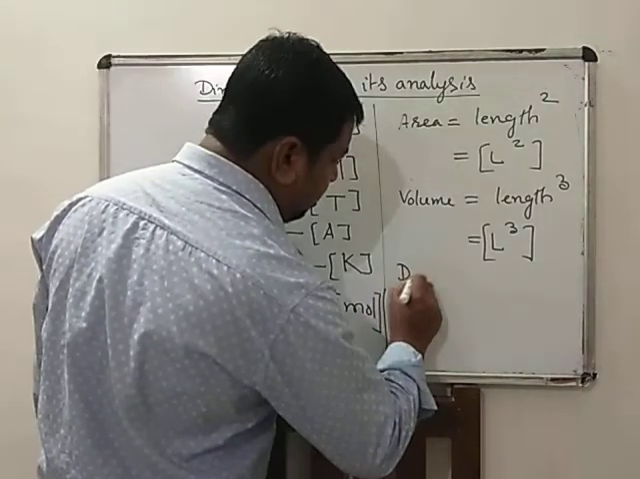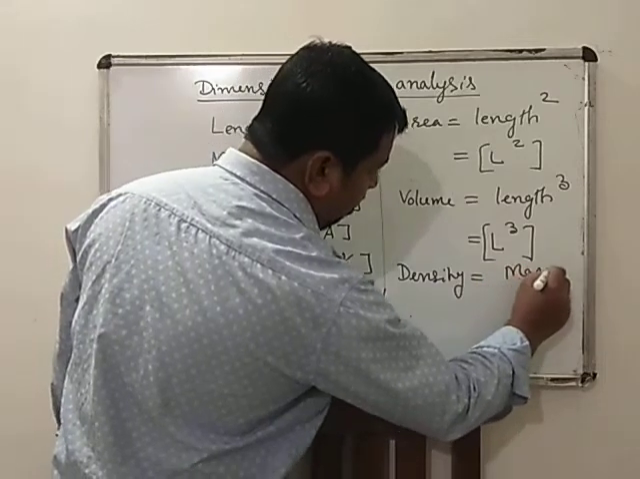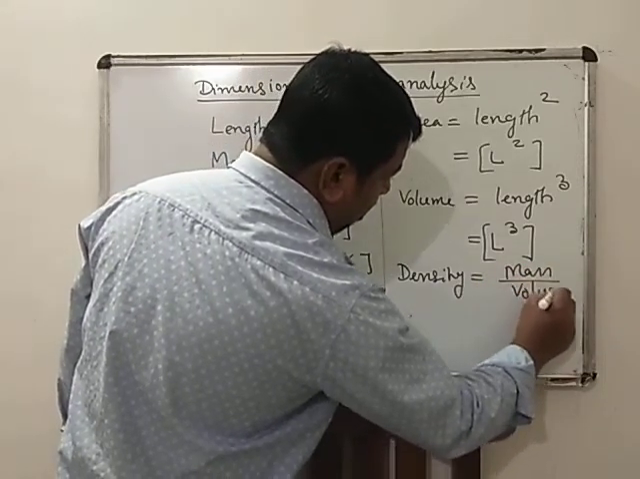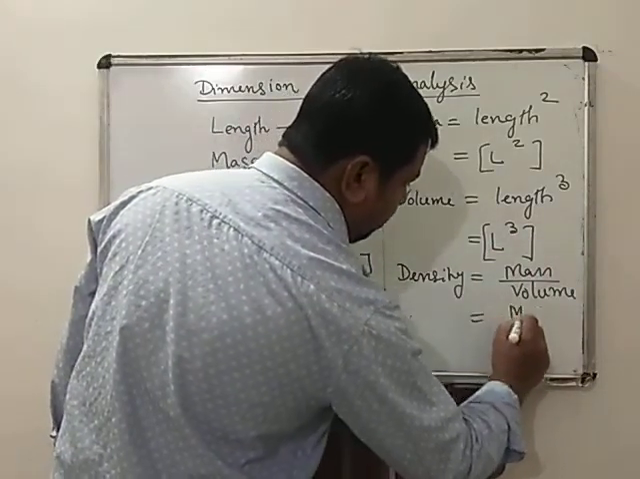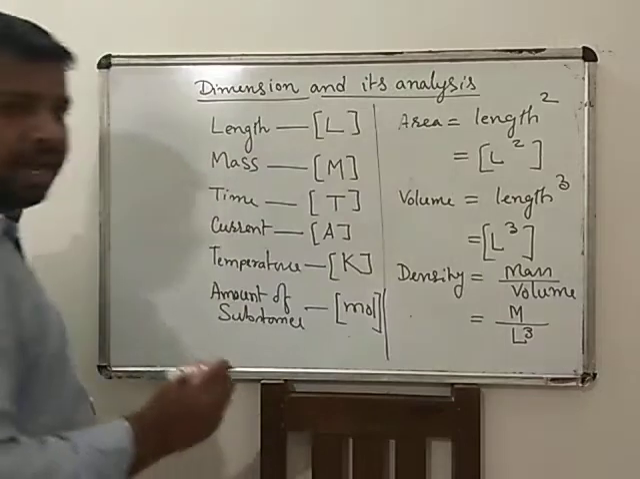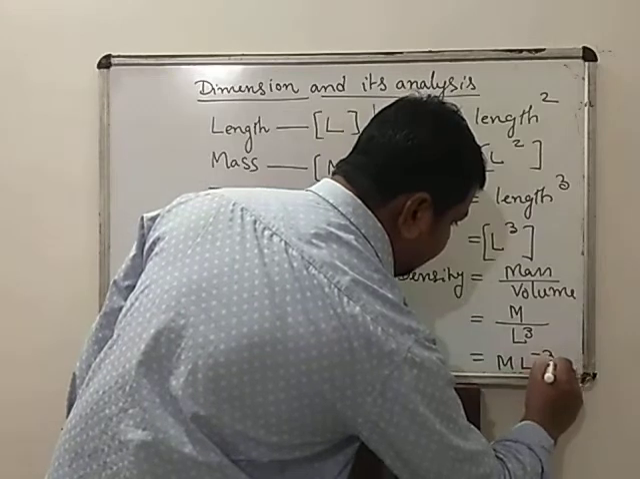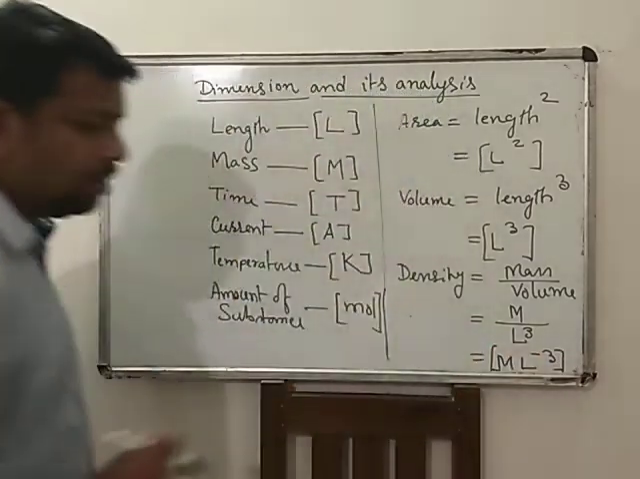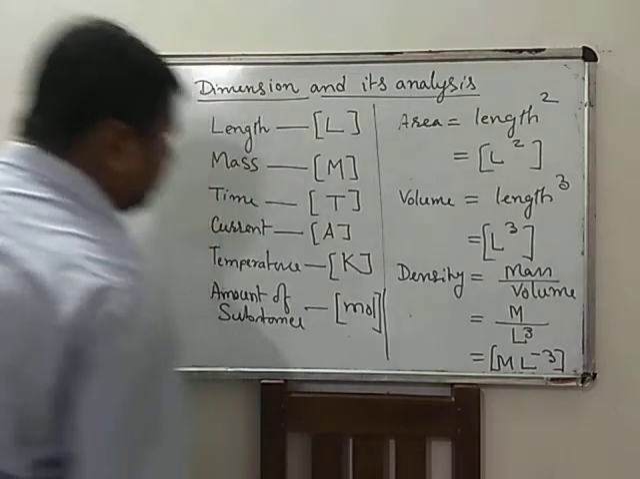Next, density. Density is mass by volume. For mass, the dimensional formula is M, and volume is L cube. So its dimensional formula is M L to the power minus 3. The L cube is brought up, it is not written below. M L to the power minus 3 is the dimensional formula of density.